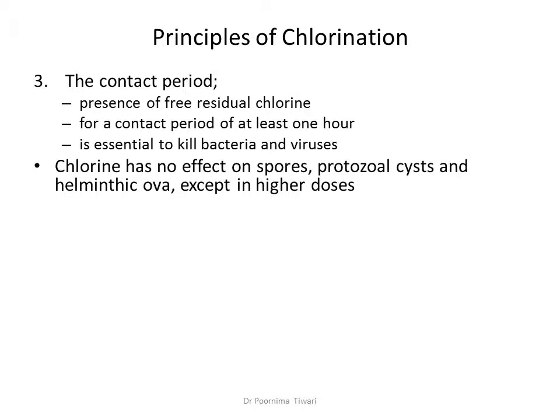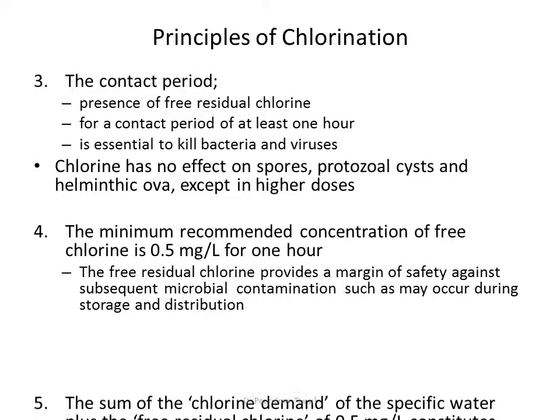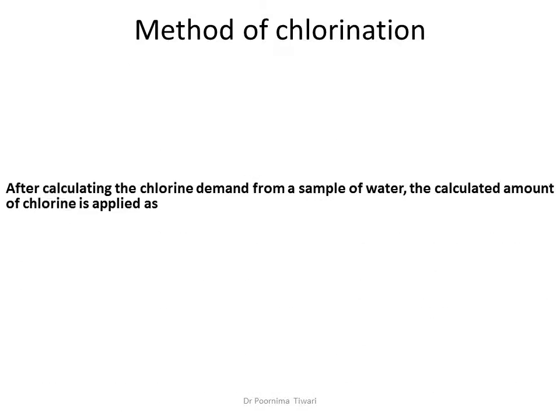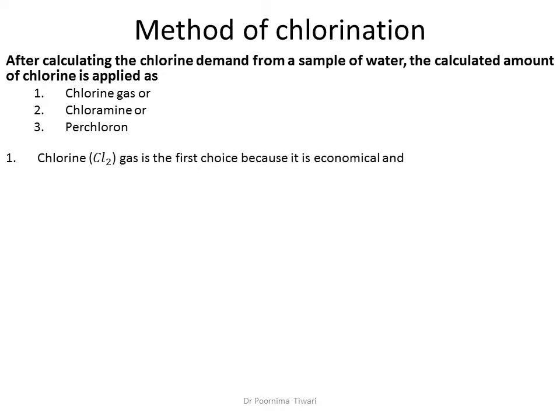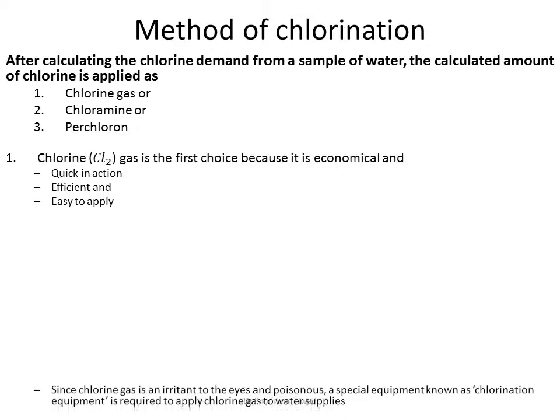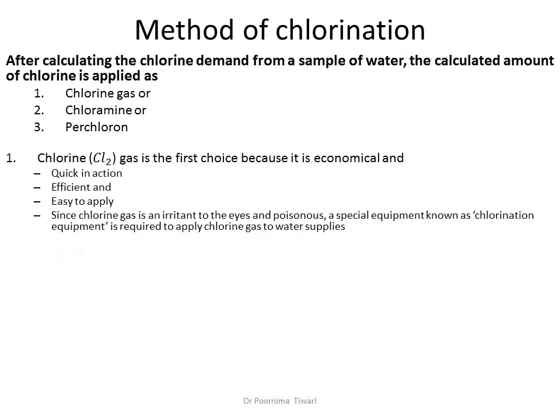It is said again that chlorine has no effect on spores and protozoal cysts and helminthic ova except when applied in higher doses. Once the chlorine demand of the water is calculated, the minimum recommended concentration of free residual chlorine to be applied is 0.5 milligram per liter for 1 hour. The free residual chlorine provides a margin of safety against subsequent microbial contamination such as may occur during storage and distribution. Chlorine gas is the first choice because it is economical. So the sum of the chlorine demand of the specific water plus the free residual chlorine of 0.5 mg per liter constitutes the correct dose of chlorine to be applied.